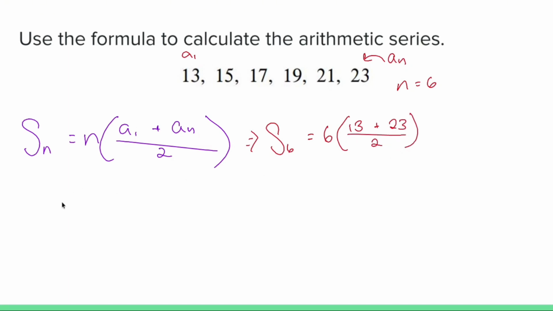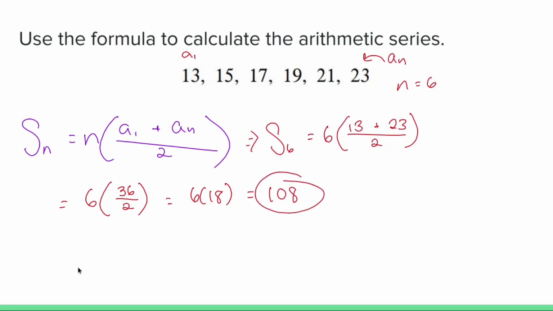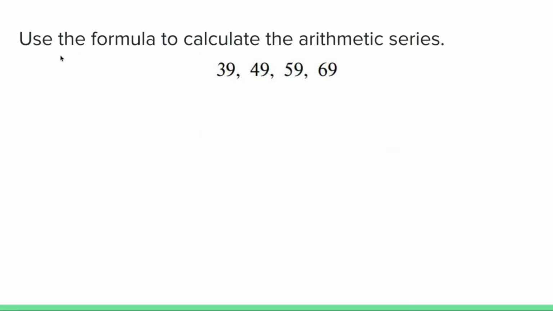So now it's just a matter of doing some PEMDAS. 13 plus 23 is going to be 36. So 36 divided by 2 is 18. And 6 times 18 is 108. So that's how you can add these guys up without really having to do too much. Fun stuff.